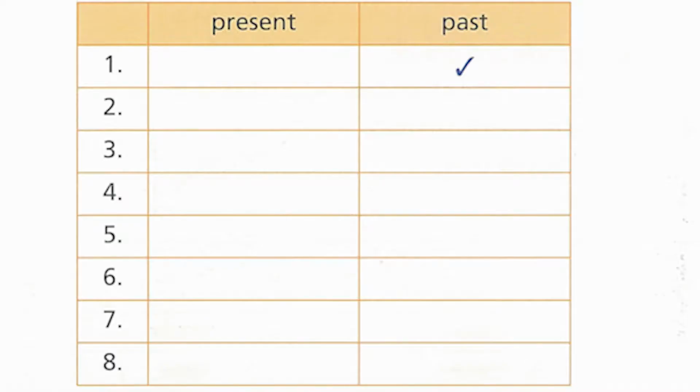So the first sentence is past. Second sentence, past. Third sentence, past. Fourth sentence, past. The fifth sentence, present. The sixth is present. Seventh is past. And last, the eighth is past.